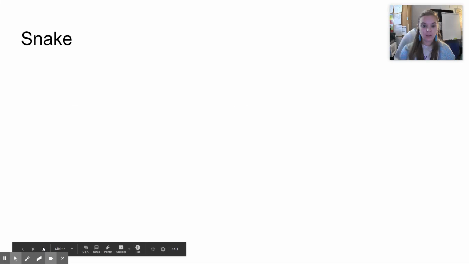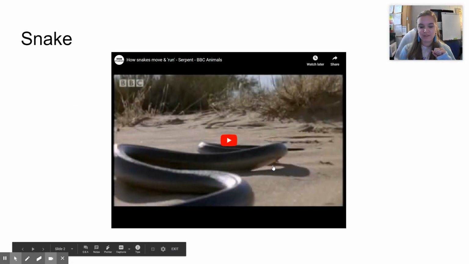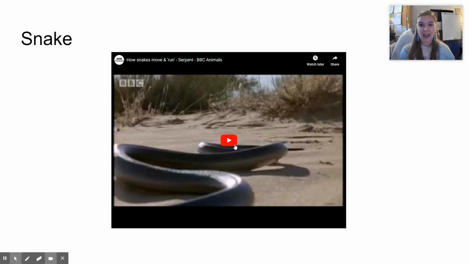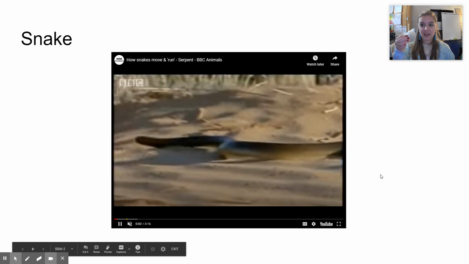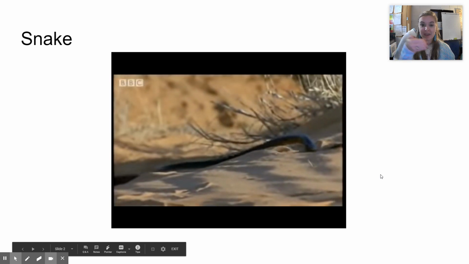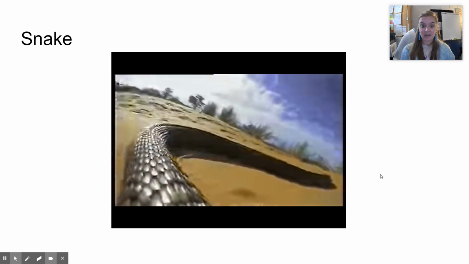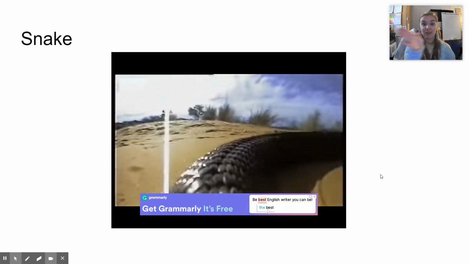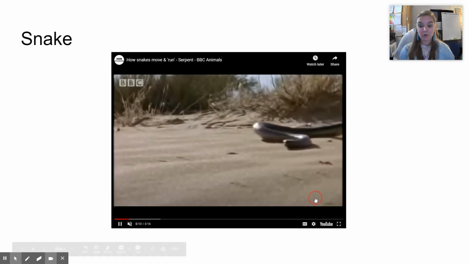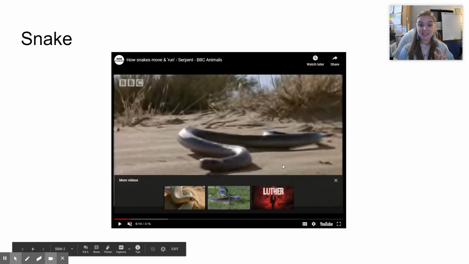So first, I'm going to show you this video of this snake, and I want you to think about how it moves. So look at how it's going like this, right? It's making kind of like a zigzag because it's going back and forth and back and forth and back and forth. So it is moving in a zigzag. So a zigzag is one way that we can move.